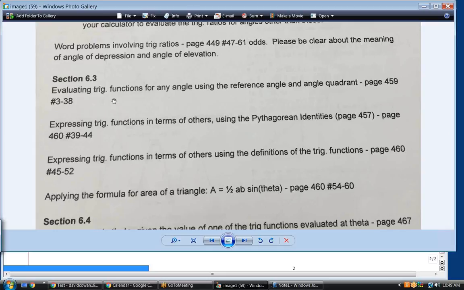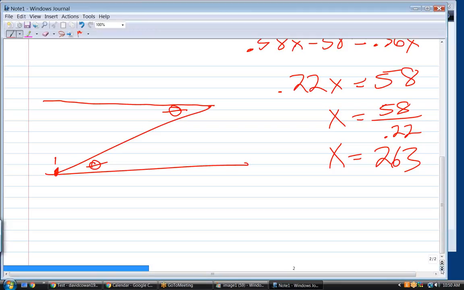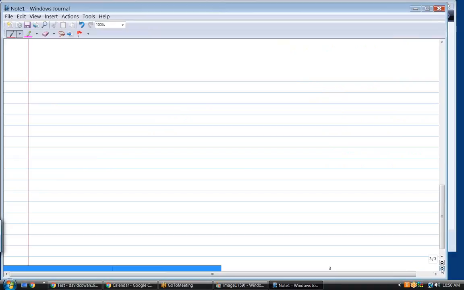All right, section 6.3. Evaluating trig functions for any angle using the reference angle and angle quadrants. And this is what we did yesterday, and you seemed pretty good at it. You comfortable with that? In other words, no matter what trig function I give you, no matter whether the angle is positive, negative, inside 360 degrees, or greater than 360 degrees, you can do it? Yes.